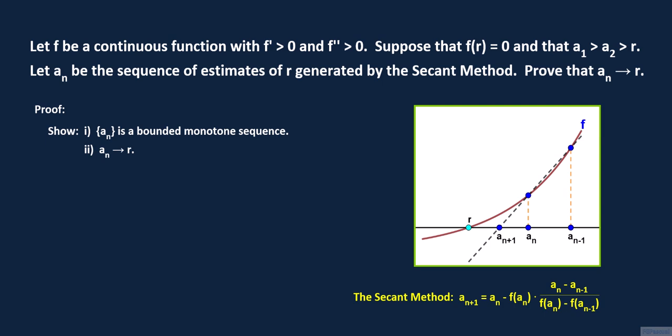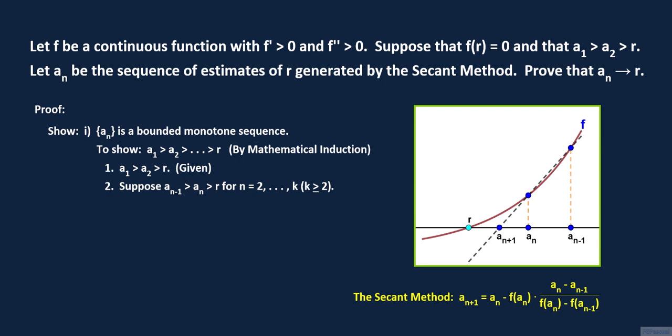We begin with the first part of the proof, where we show that the sequence aₙ is bounded and monotonic. We prove by mathematical induction that the sequence aₙ is strictly decreasing with all the aₙ's being greater than r. For the first part of the induction, we are given that a₁ > a₂ > r.